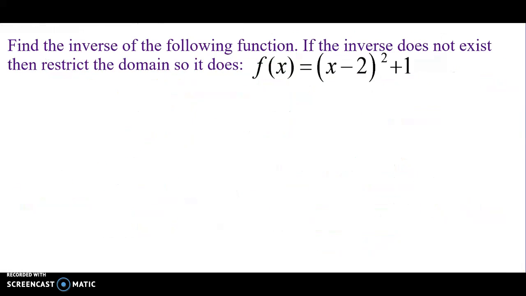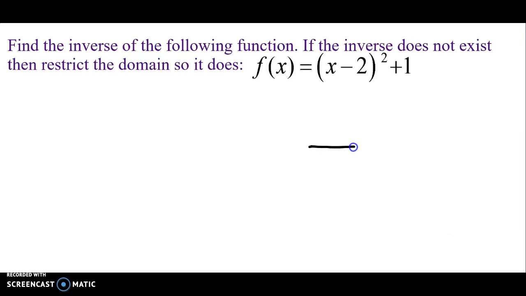Okay, last example. It says right here, find the inverse of the following function. So notice that we have this quadratic. If the inverse does not exist, and that would be because it's not one-to-one, then restrict the domain so it does. So let's first think about what this graph looks like.